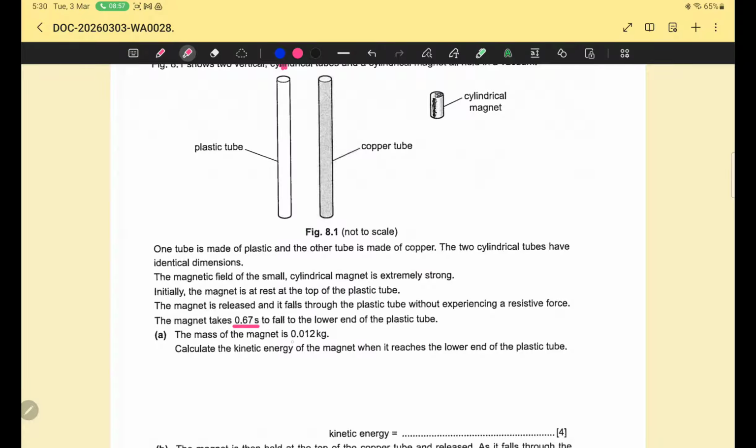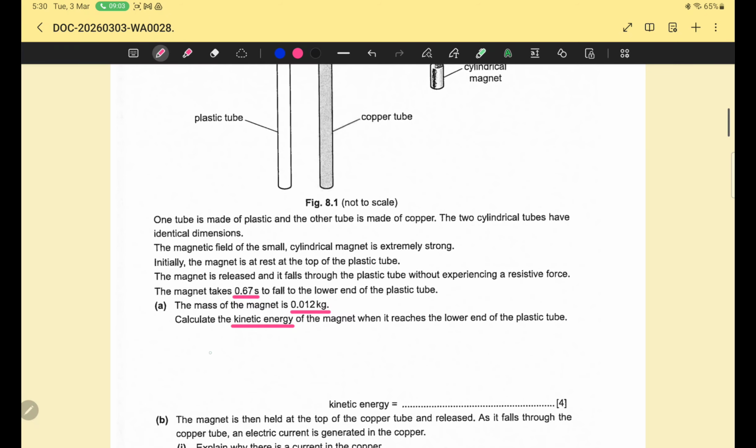You are given the mass of the bar magnet, and they are asking to calculate kinetic energy. You know, kinetic energy equation is half mass and velocity squared. Fine, sir, but we are not given velocity. We are not given velocity. So we should first calculate velocity.